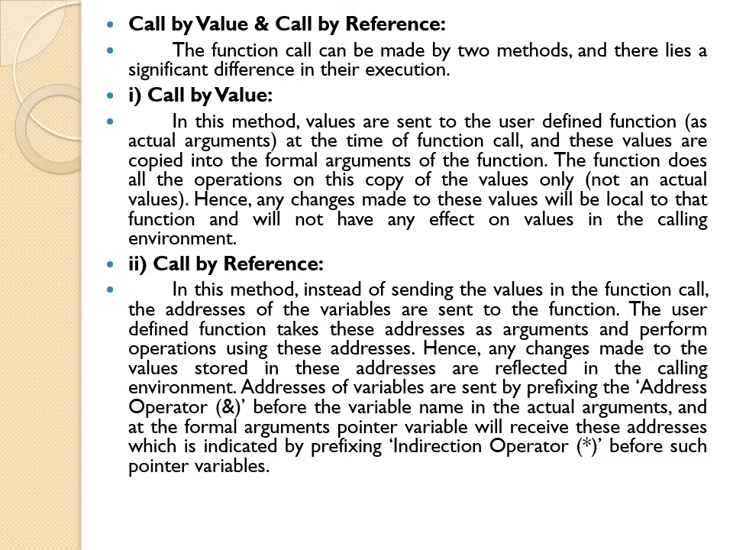Coming to the methods of calling a function, there are two methods. One is call by value, another is call by reference. In the call by value mechanism, the arguments are values passed to the function. In the call by reference mechanism, the arguments are addresses of the variables.